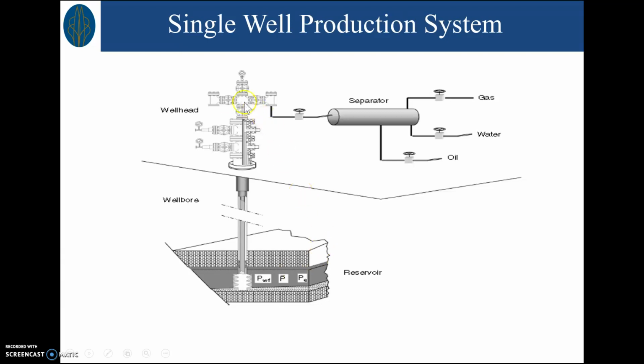On the surface we have a well head. The well head consists of some valves, and the most important valve is the choke here. Here we have two wing valves and one master valve. The master valve is used to close or open the well, and this is the swabbing valve. Depending on the pressure and the desired flow rate, the choke will be opened partially or totally to allow fluid to go to the separator.